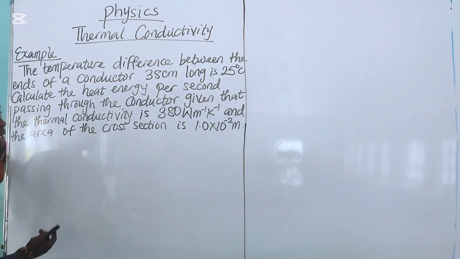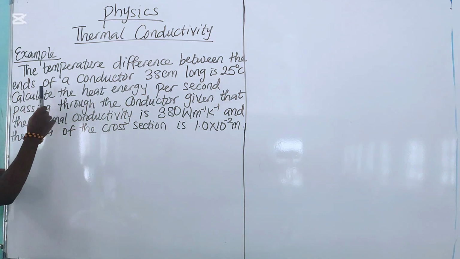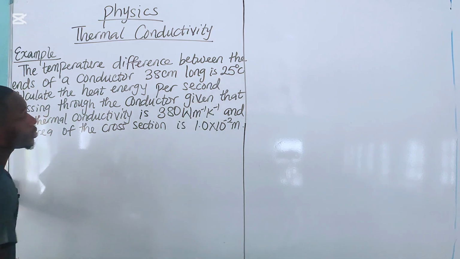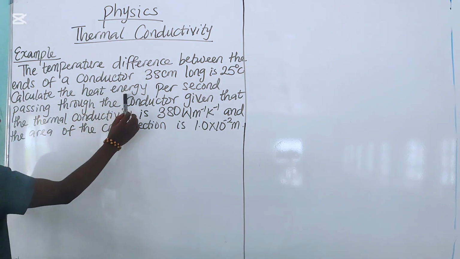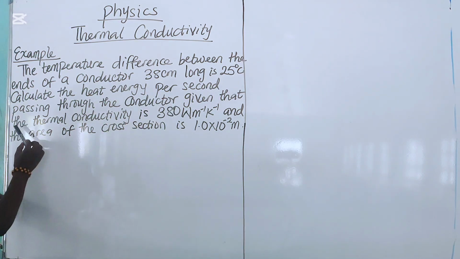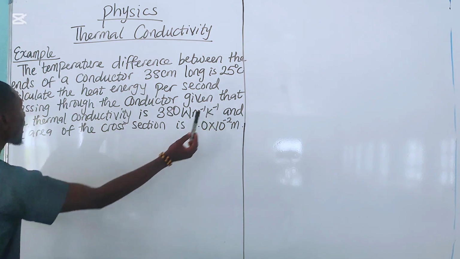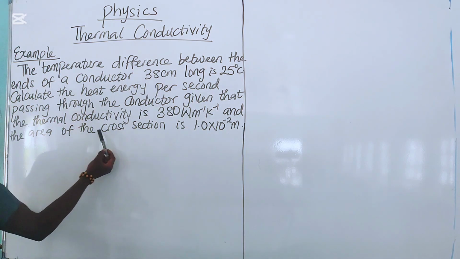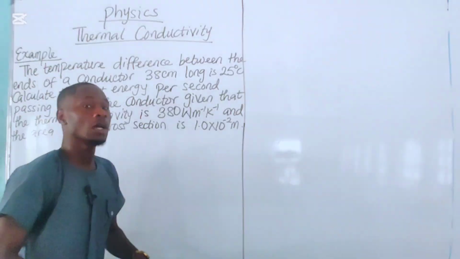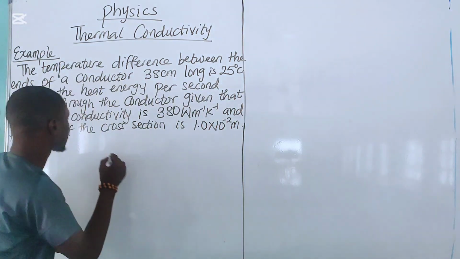Okay, so we have a question here which says that the temperature difference between the ends of a conductor 38 centimeter long is 25 degrees Celsius. Calculate the heat energy per second passing through the conductor, given the thermal conductivity is 380 watts per meter per Kelvin, and the area of the cross section is 1.0 times 10 power minus 2 meters. Okay, so this is the question we want to solve.